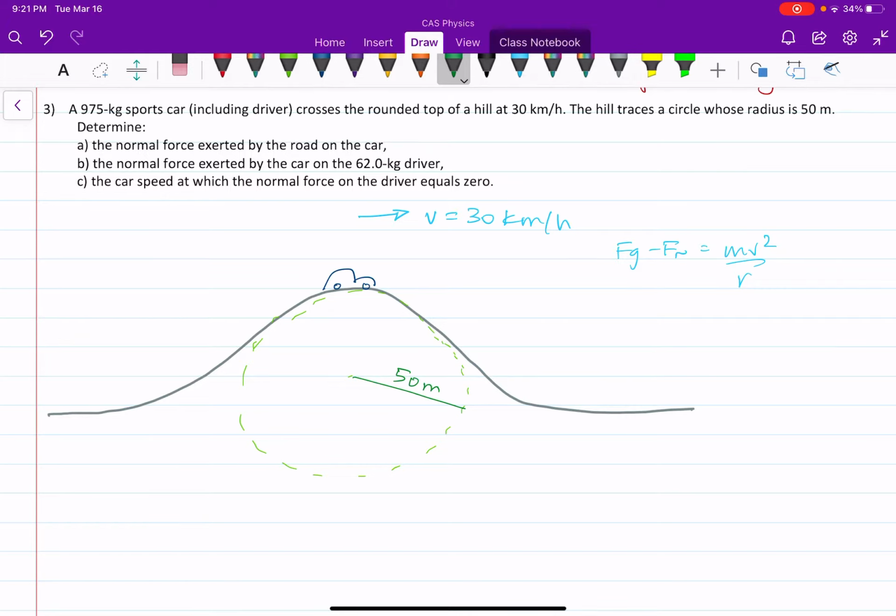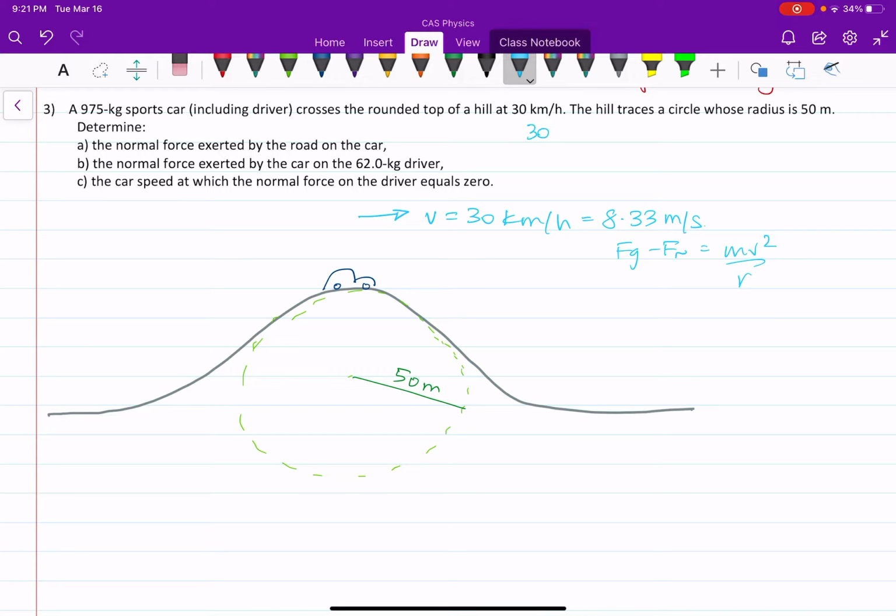So the car itself is traveling 30 kilometers an hour. We should immediately see kilometers an hour and think, better convert that to meters per second. So 30 kilometers per hour is equal to 8.33 meters per second. And for those of you that want to see the conversion, it's like this.